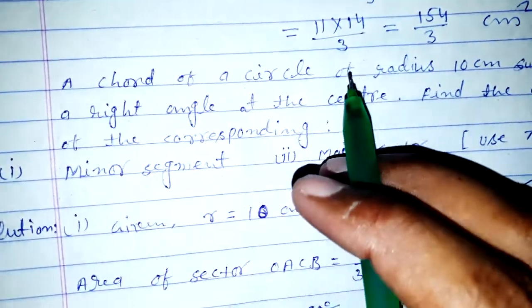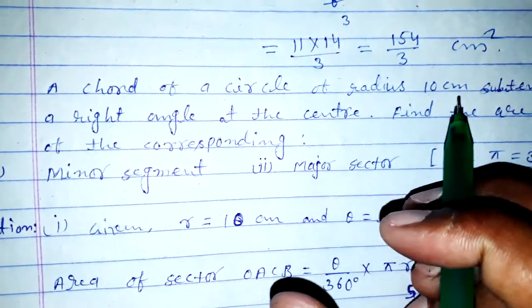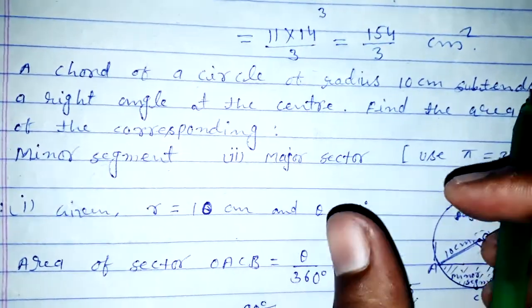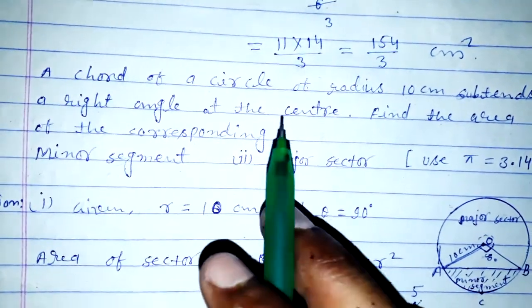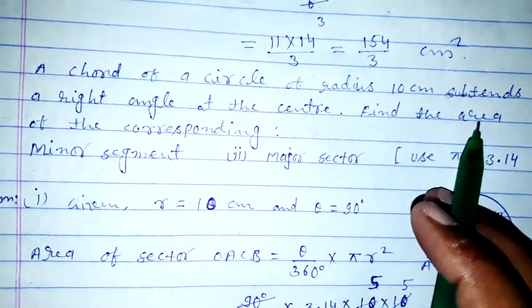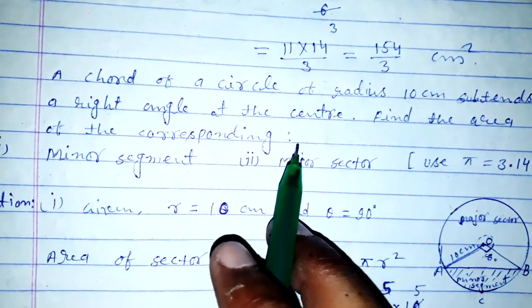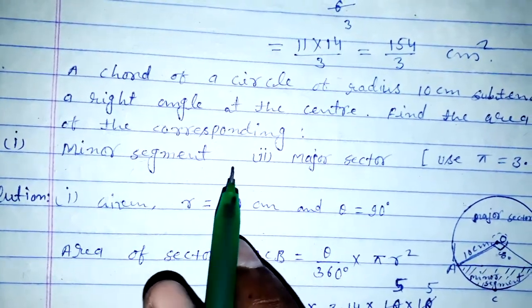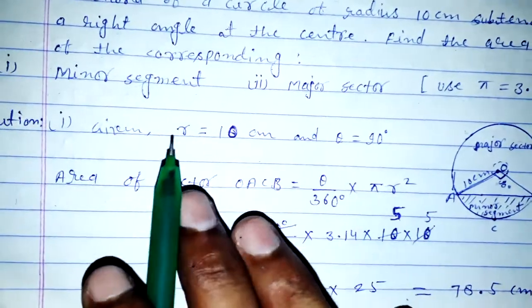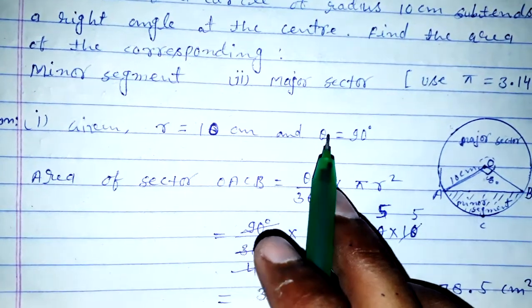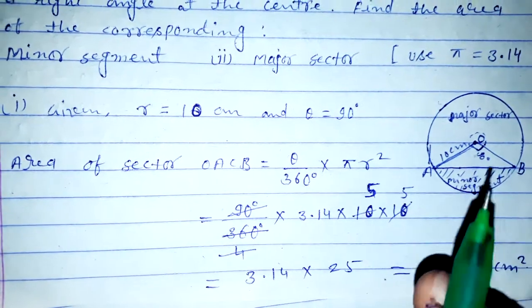A chord of a circle of radius 10 centimeter subtends a right angle at the center. Find the area of the corresponding minor segment and major segment. Use pi is equal to 3.14. Given r is equal to 10 centimeter and theta is equal to 90 degree.